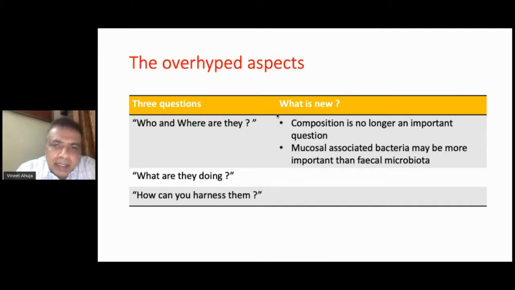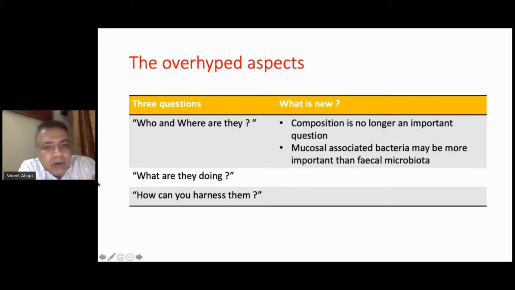So clearly, composition has been an overhyped aspect, and we need to move away from that. Till now, we have been talking about, okay, do 16S RNA, that is a marker gene for microbiome. That is a gene which is present in every bacteria. So if you pick up that bacteria, sequence that bacteria, then obviously you would be able to make out all the kind of bacteria which is present. But no, that is not important. Who they are is no longer so important. And where are they? Probably mucosal associated bacteria is more important.